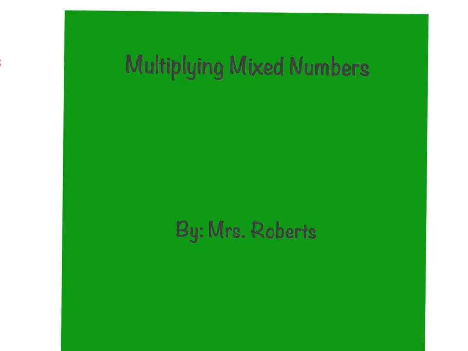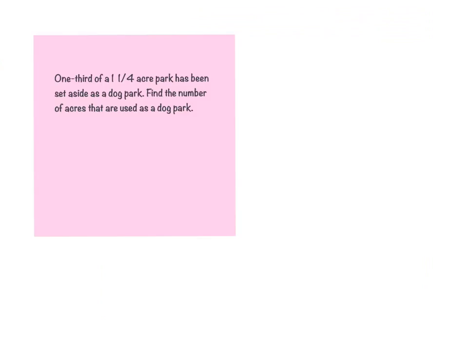Welcome to multiplying mixed numbers. So sometimes you might see a word problem like this. 1/3 of a 1 1/4 acre park has been set aside as a dog park. Find the number of acres that are used as a dog park.